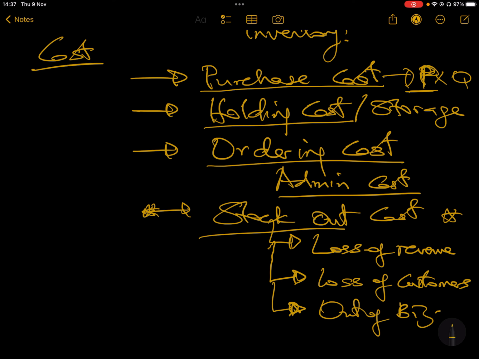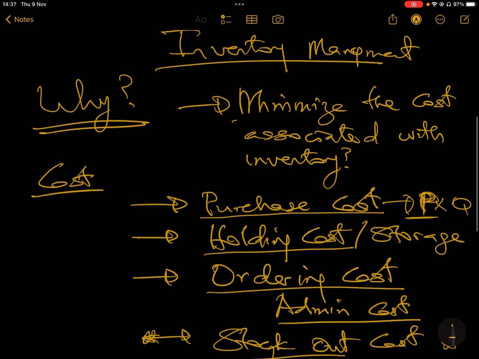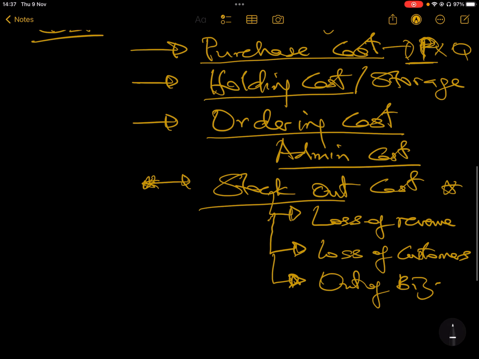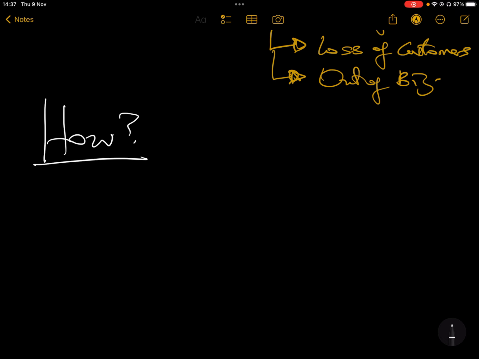How can you do that? There are various ways you can do it, and all of that we'll look into. How do we now minimize this? Because remember, our objective is to minimize the cost associated with inventory. So that is why we are trying to manage the inventory, and we're not leaving it to chance. We want to be deliberate. So the next question is how? How do we manage it?